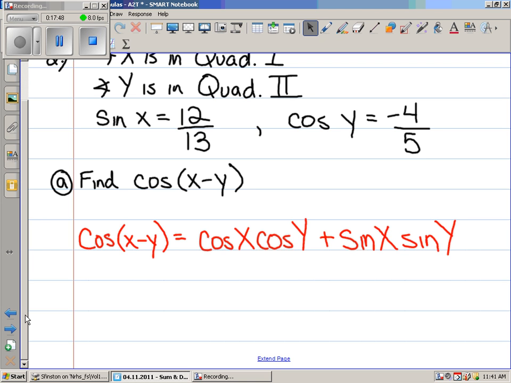Sine y. Sine y. Let's just see what we got. We've got this one. Nice. Sine x. We got this one. Uh-oh. We're screwed. But not really, because guess what we're going to do? Draw up the triangles, find the missing sides, find the missing stuff, plug it back in, and then we're done.